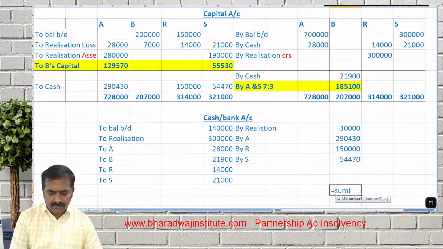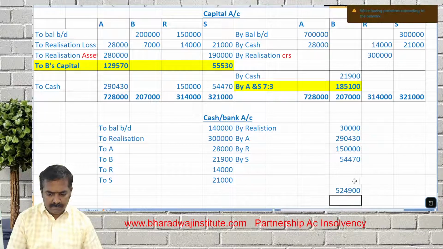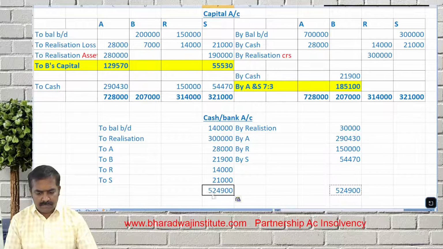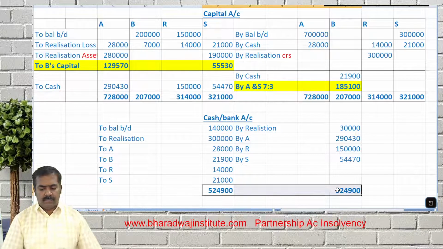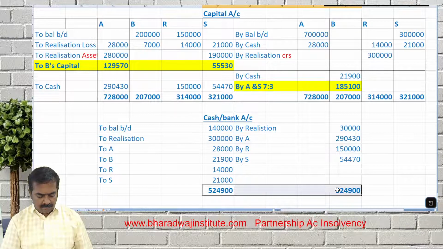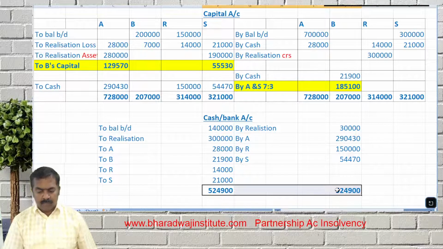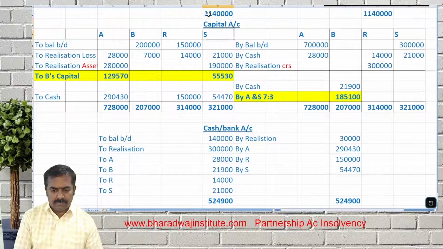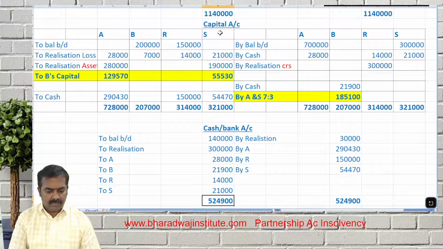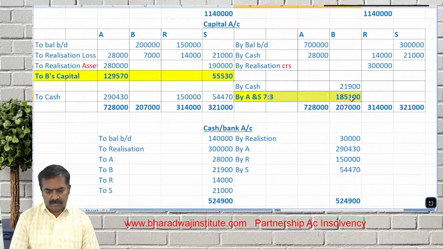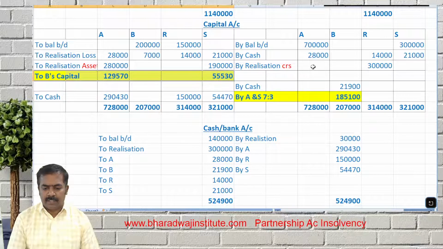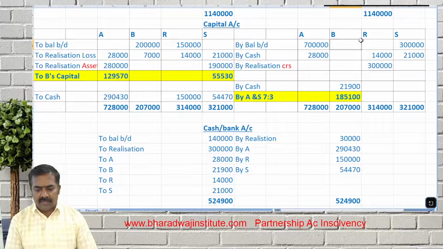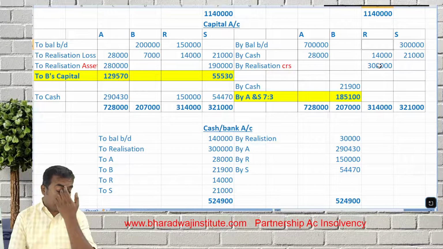Earlier now. Five lakh. 24,900. We make only A and S responsible because R is having a deficit capital. R is having a negative capital. So it must be shared.